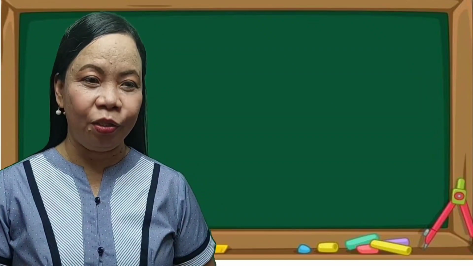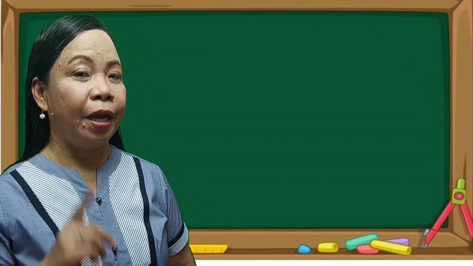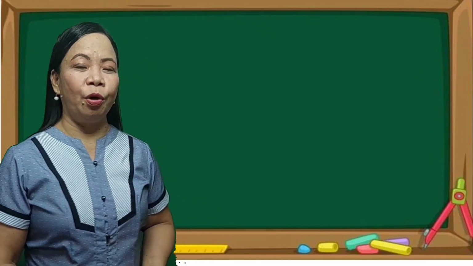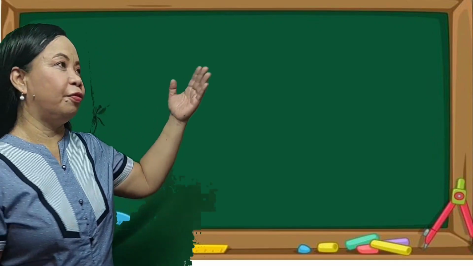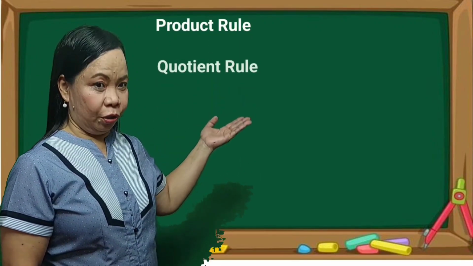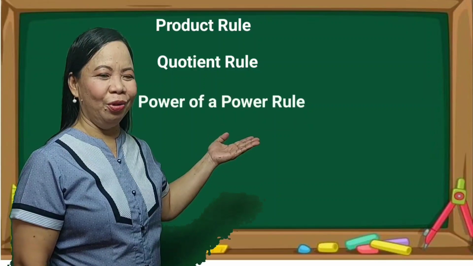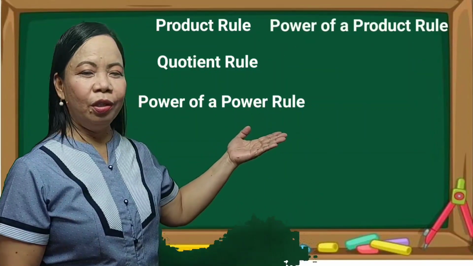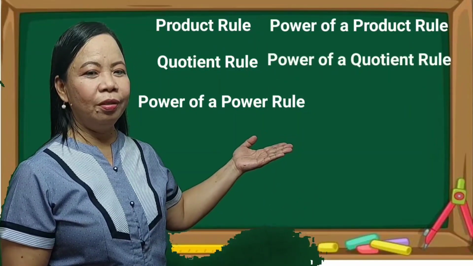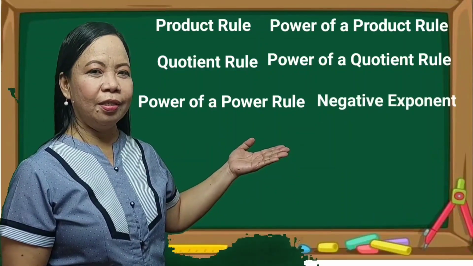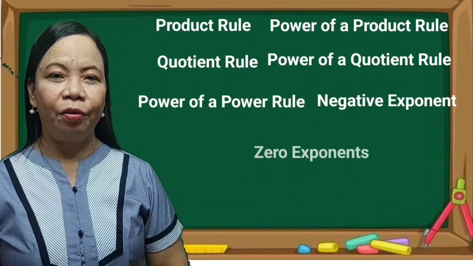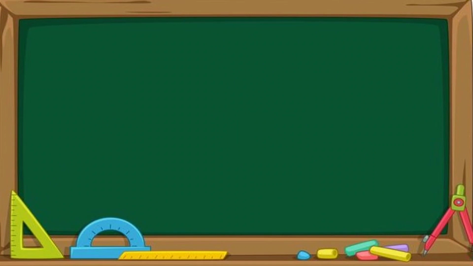Now, let's proceed to our main discussion. Basically, we have 7 laws of exponents, namely the product rule, the quotient rule, the power of a power rule, the power of a product rule, the power of a quotient rule, the negative exponents, and then lastly, the zero exponents. Now let's start the discussion. To use the example conclusion map, let us begin with the product rule.